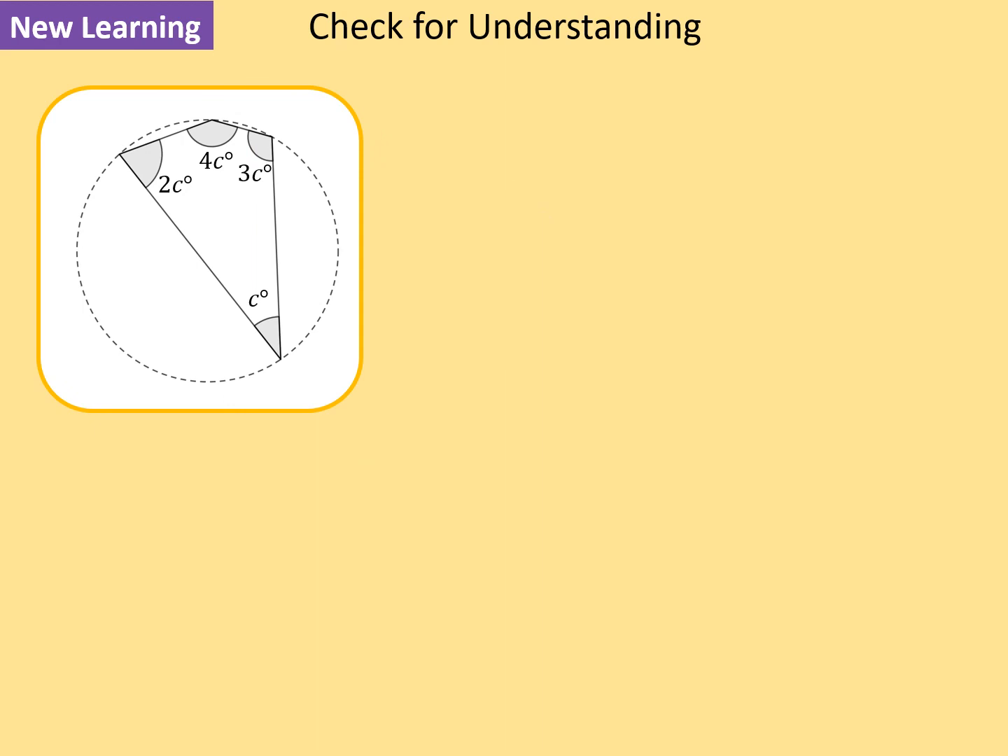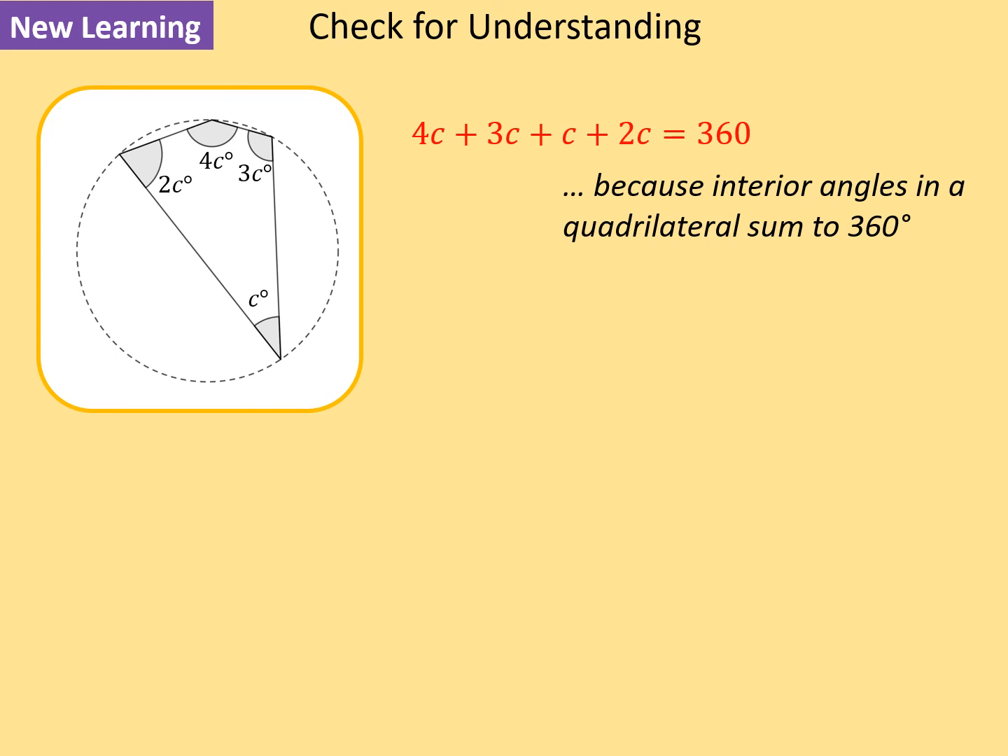And finally, let's figure out what the value of C is. We can see within the circle there is a quadrilateral that we are dealing with. So the main thing that we need to worry about is the angles within this quadrilateral. So, just like before, we can say that 4C plus 3C plus C plus 2C equals 360. And this is because interior angles in a quadrilateral sum to 360.